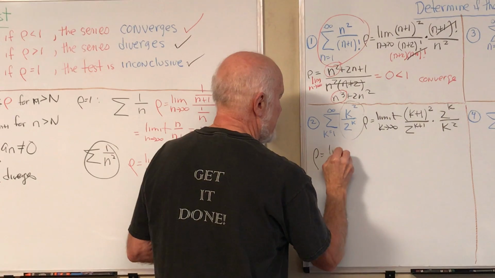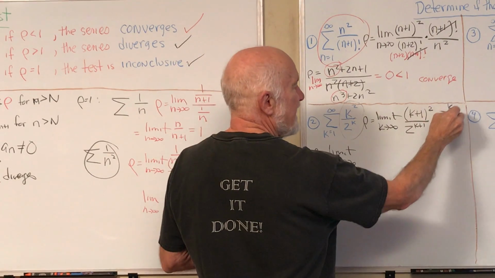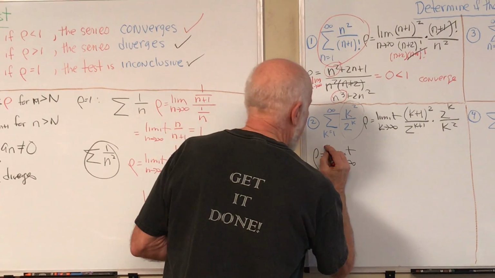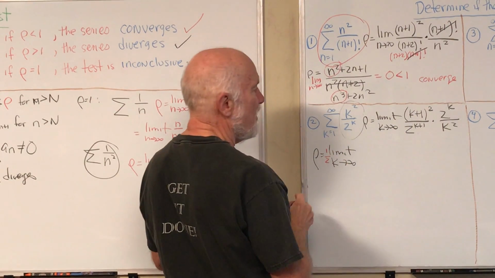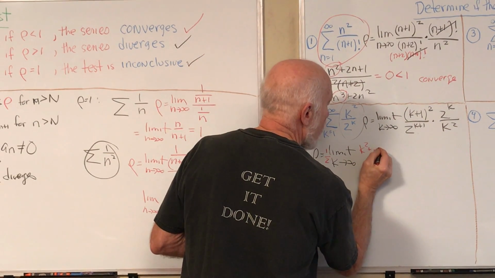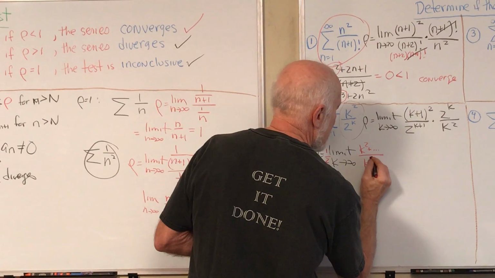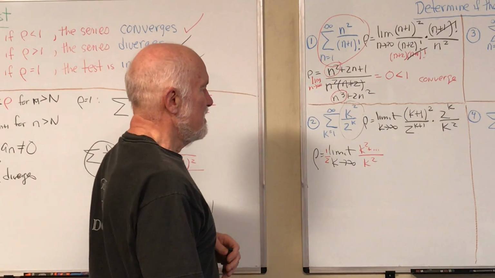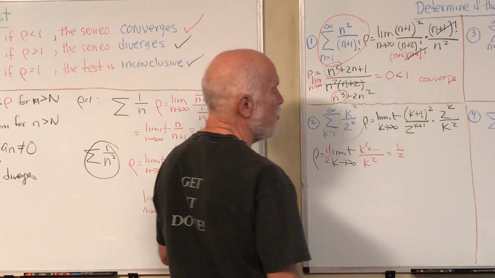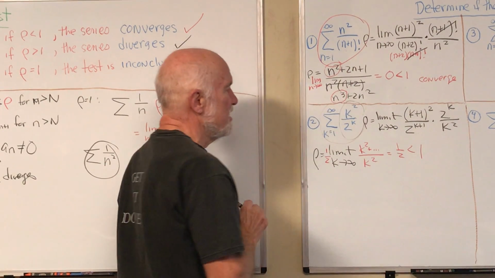So rho equals the limit as k approaches infinity. Let's see what happens. 2 to the k over 2 to the k plus 1 is really just 1/2. And that 1/2 I could bring right out front, and what's left? k squared plus lower powers. I don't even have to multiply it out. They're lower powers of k over k squared. So all of this is just going to be 1. So rho is equal to 1/2, which is less than 1. So I can say that this series converges.